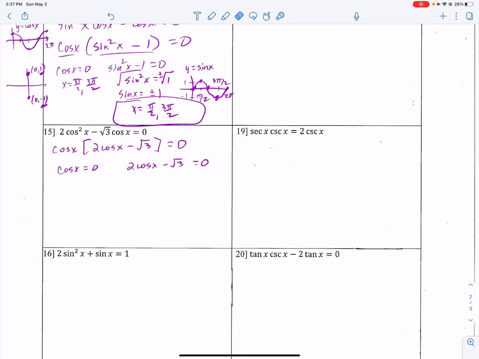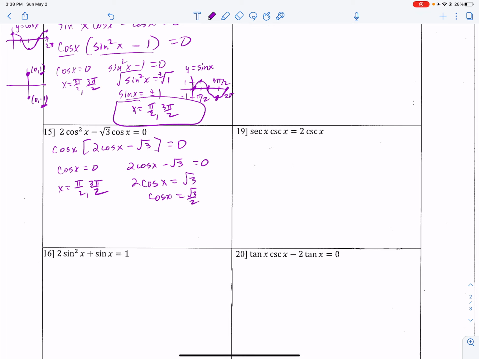So again, here I want where cosine of x is 0, which we just described in the last problem. It's when on the unit circle the x-coordinate is 0, which happens at the angles pi halves and 3 pi halves for cosine. And this other one, if I solve, add root 3, divide by 2, I need all the places where cosine is root 3 over 2.